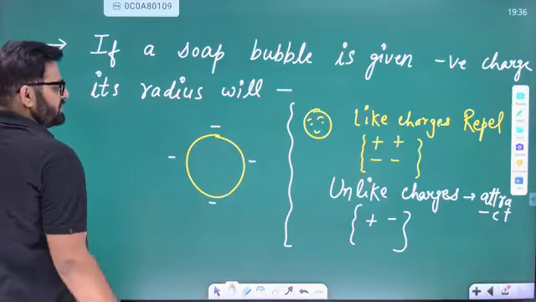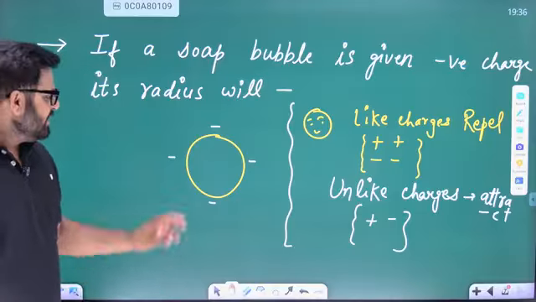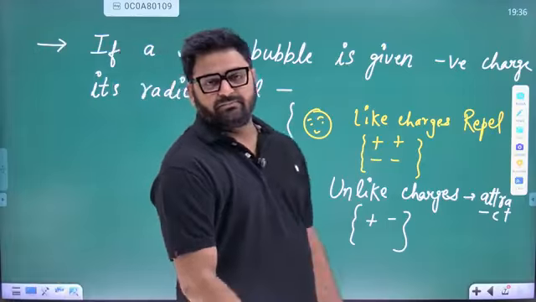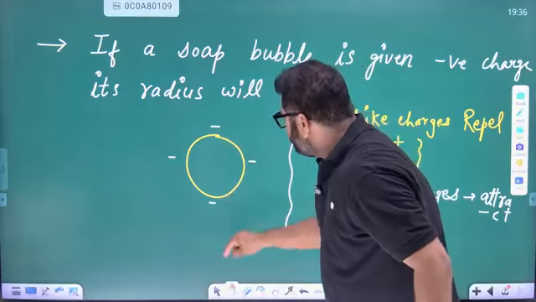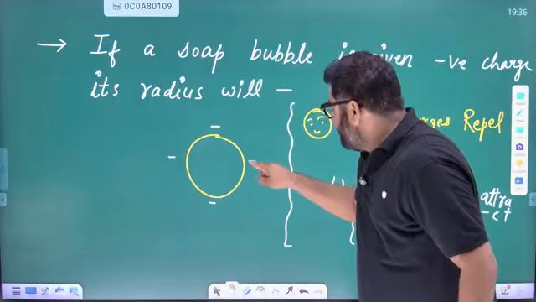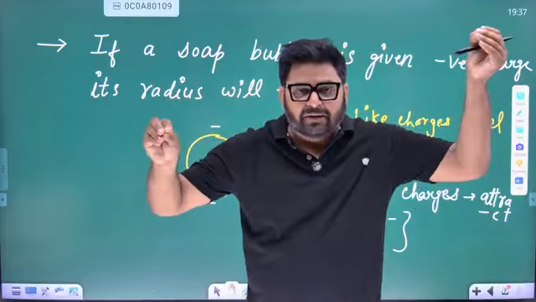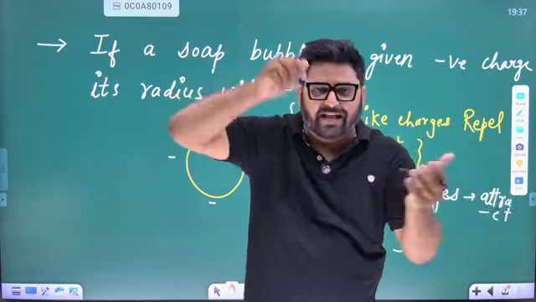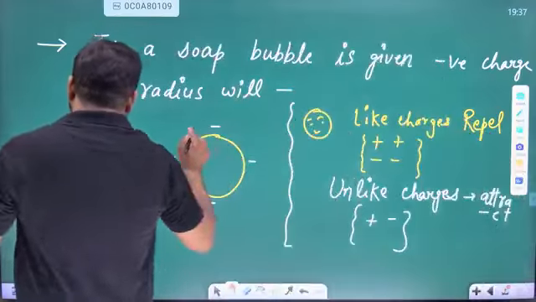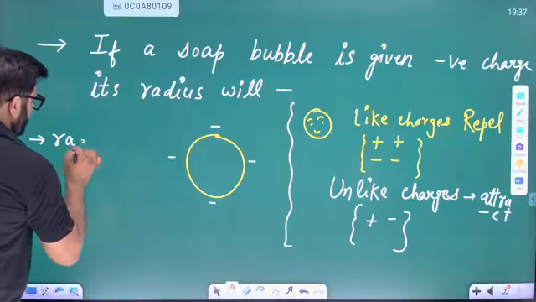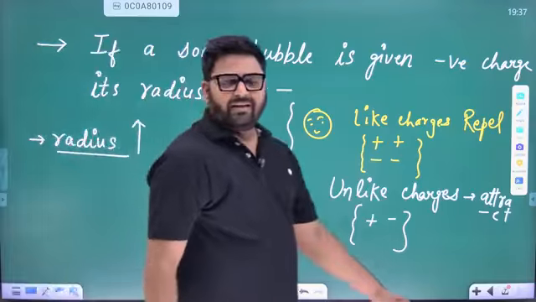So now you can answer this question. This is negative, this is negative, this is negative, this is negative. What will they try to do? Will they attract each other or repel each other? According to me, they will repel each other because they are like charges. So this negative will try to go far from that negative. If they are trying to go far from each other, they are trying to expand. Obviously, they are trying to expand, so the answer will be the radius will increase.